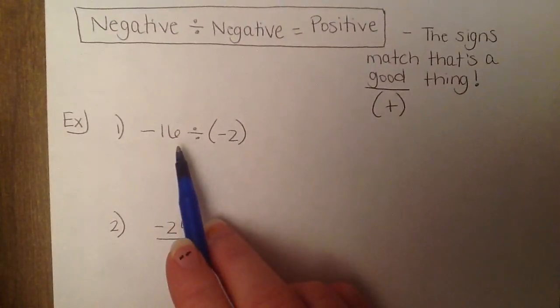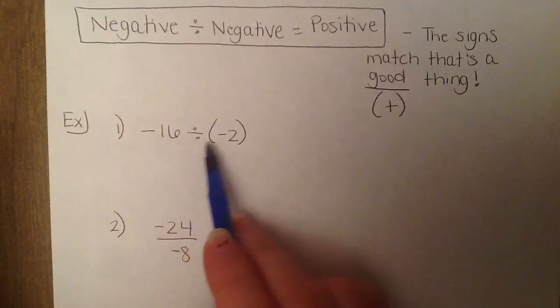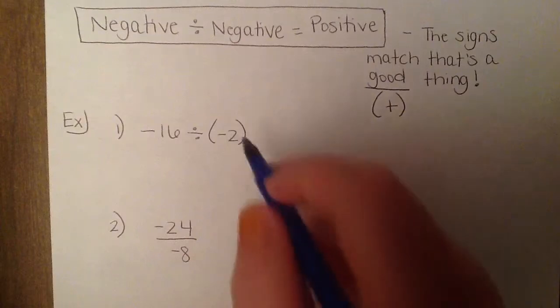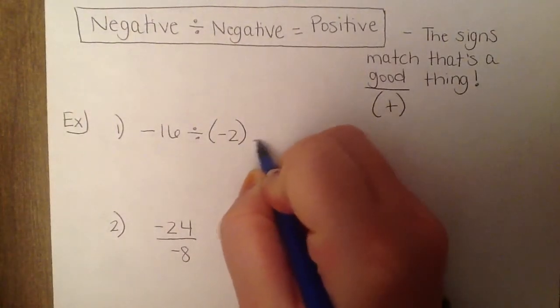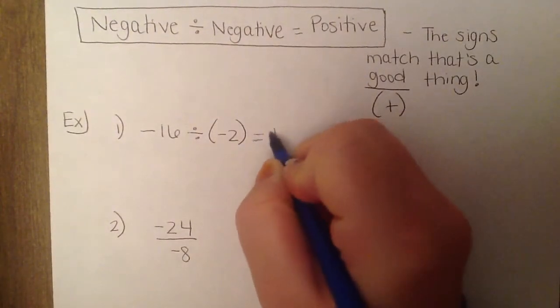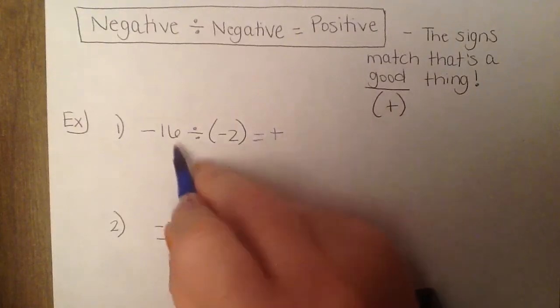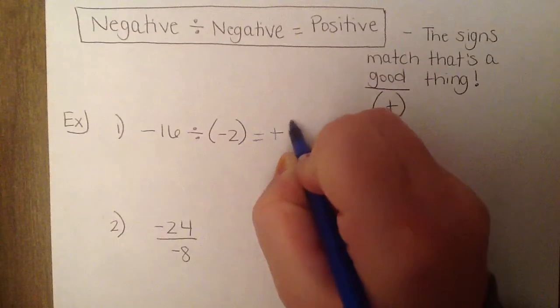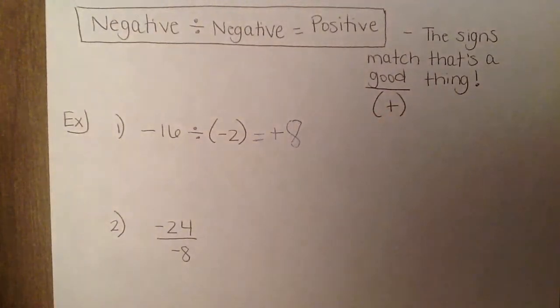First, for number 1, let's look at the signs. We have a negative and a negative. Are the signs the same? Yes. So the signs match. That's a good thing. So our answer is going to be a positive. And now 16 divided by 2 is 8. So our answer is positive 8.